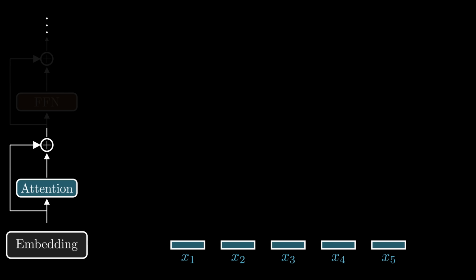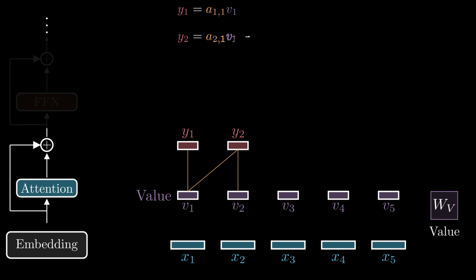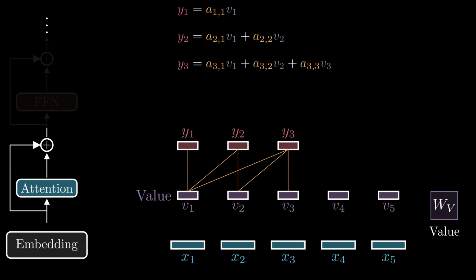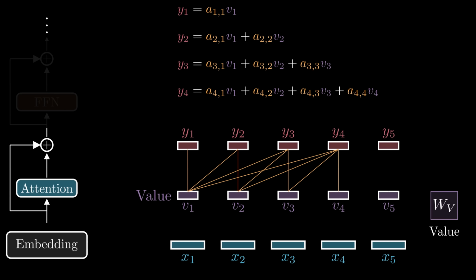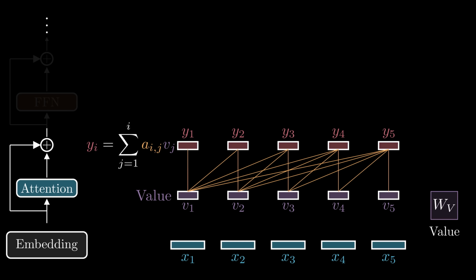The attention layer gathers relevant context for each token. We start with a sequence of token embeddings, let's say x1 through x5. We obtain the value vectors by applying a learned linear transformation called the value matrix WV. For each token, the attention layer produces its output by computing a weighted sum combination of these value vectors. The attention weights are computed as a scaled dot product between queries and keys, followed by a softmax.